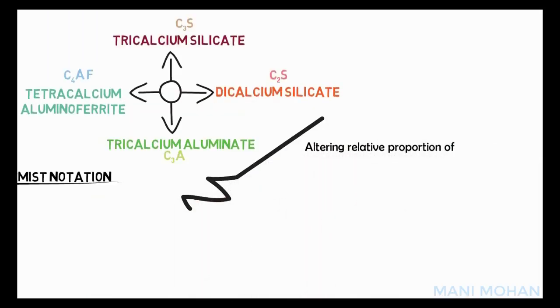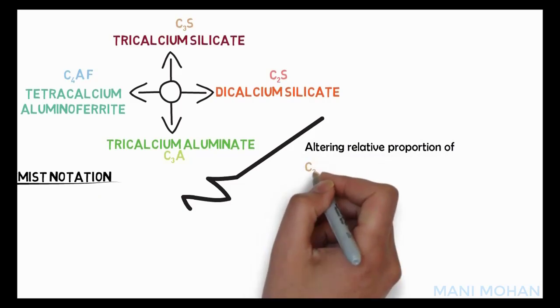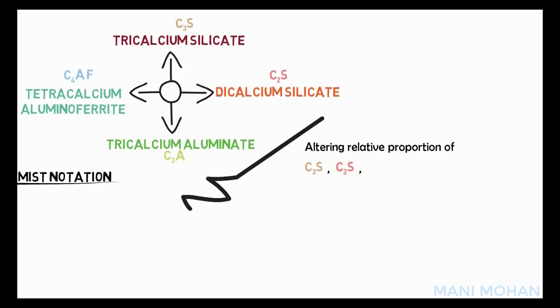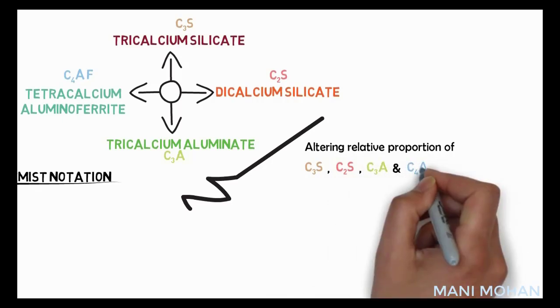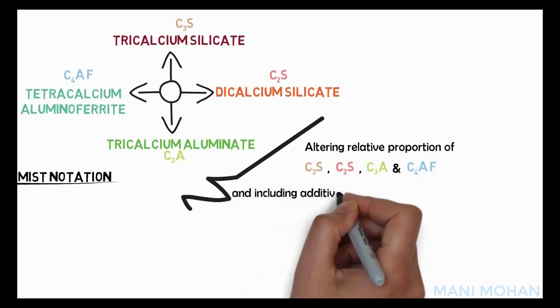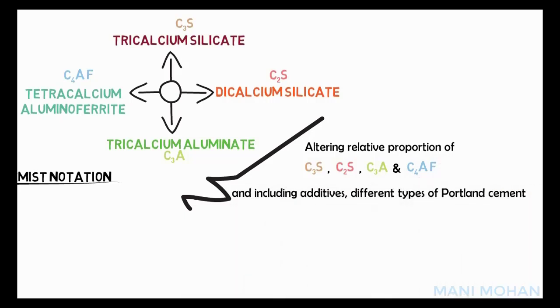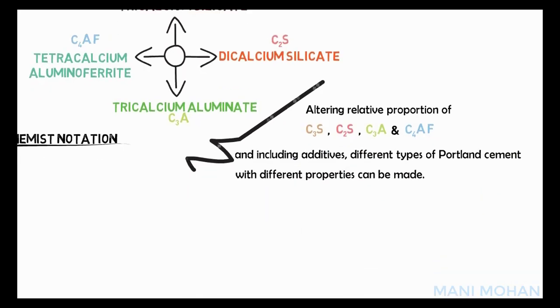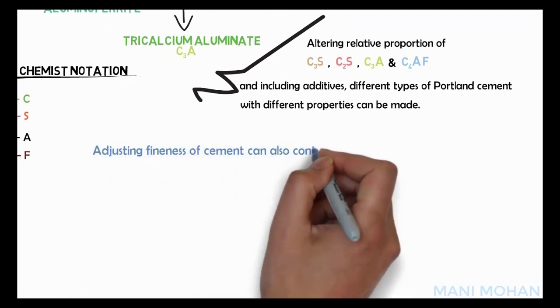By altering relative proportions of these major compounds, that is C3S, C2S, C4AF and C3A, and including appropriate additives, different types of Portland cement with different properties can be made. Adjusting fineness of cement can also control the properties of cement.